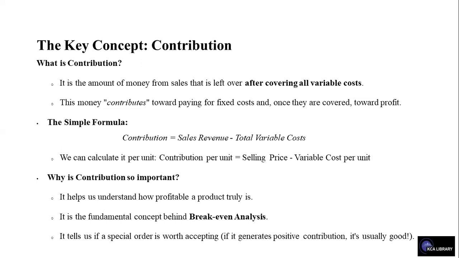Now, let's move to contribution, another key concept. What is contribution? It is actually the amount of money from sales that is left over after covering all variable costs, and this money contributes towards paying for fixed costs, and once they are covered, towards profit. And the formula is contribution is equal to sales revenue minus total variable cost. We can calculate it also per unit, as contribution per unit is equal to selling price minus variable cost per unit.